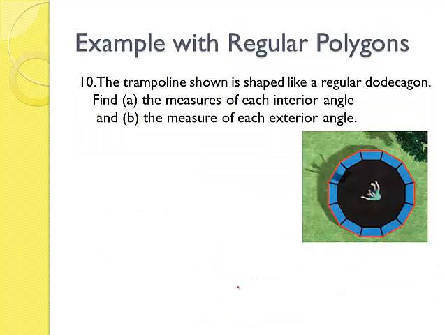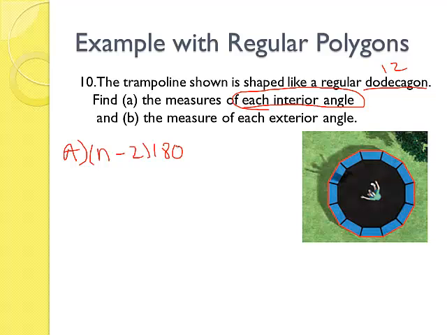In our last example in this module, it says the trampoline shown is shaped like a regular dodecagon. Remember I told you needed to know up to the dodecagon? That's 12 sides. It says, find the measure of each interior angle, not the sum of them, each interior angle. That requires another formula that's derived from Theorem 8.1. For A, we know that the interior angles always sum to n minus 2 times 180.